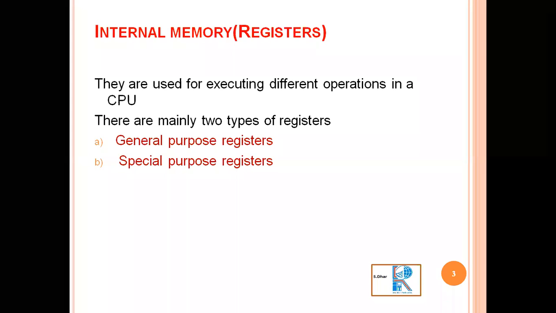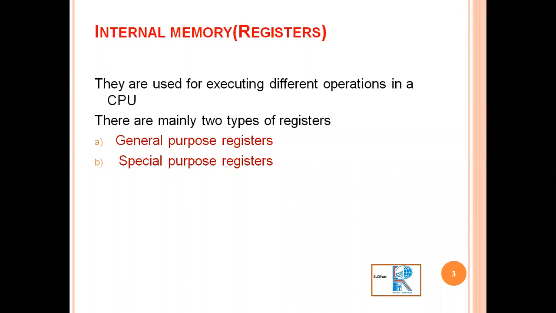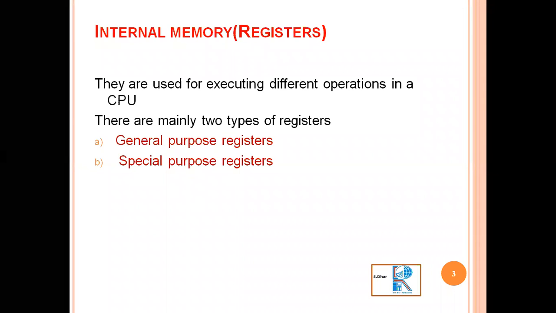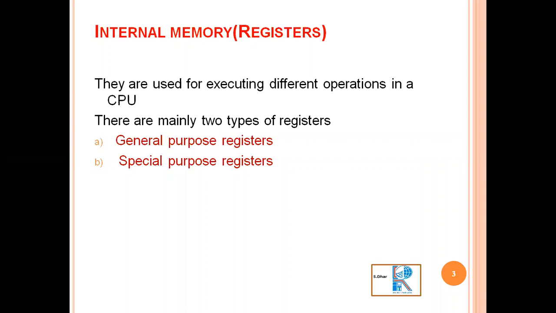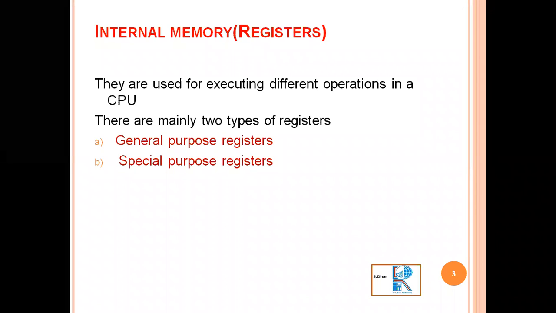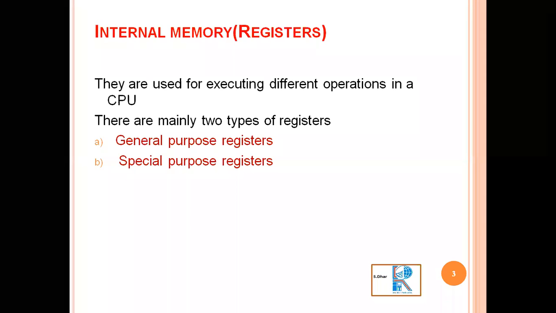Now what is the function of general purpose register? The function of general purpose register is to store any data which is used for arithmetical or logical operation. And what is special purpose register? The special purpose register cannot be accessed by the programmer. It is only used for the special operation of the architecture.